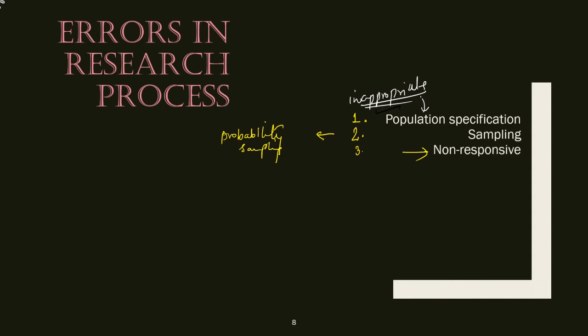Then we come to talk about measurement errors. Now, this is very common. This type of error is generated during the measurement process, and there is sometimes a difference between the information gathered and the information wanted by the researcher.